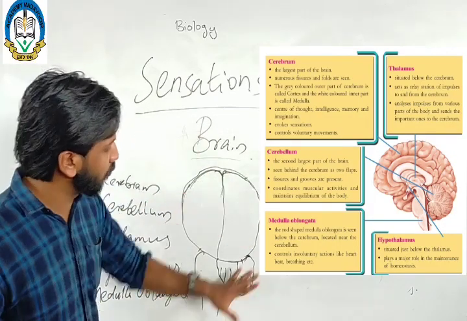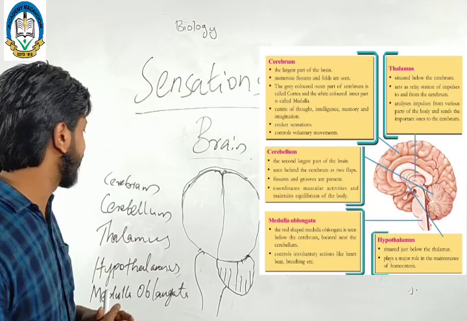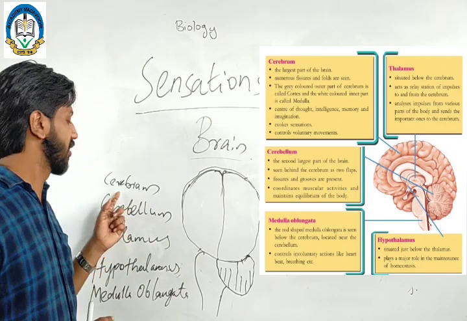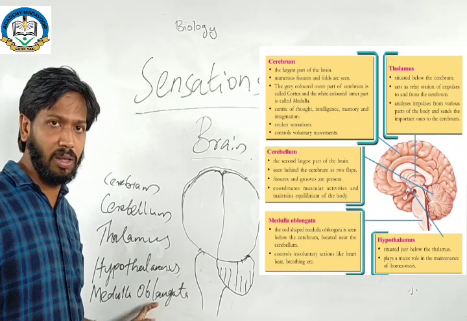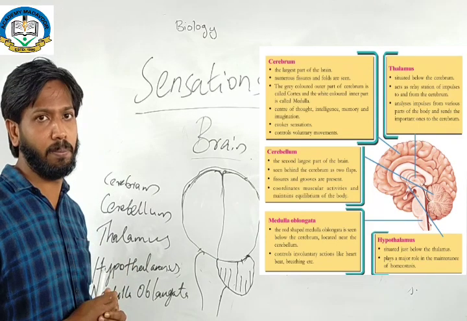Then which are the parts of the brain? First one, cerebrum, cerebellum, thalamus, hypothalamus, medulla oblongata.